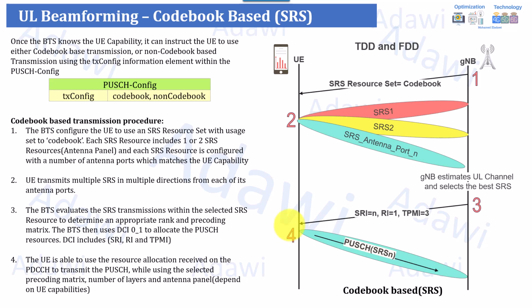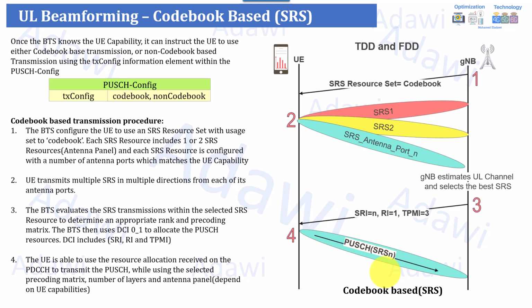So once the UE receives this information, now the UE is able to use the resource allocation received on the PDCCH to transmit the PUSCH. Again, the PDCCH is including the DCI information 0_1, which has covered this information here. So then the UE will be able to transmit the PUSCH in the uplink direction. This is how, in general, uplink beamforming is working, based on the codebook-based approach, based on the sounding reference signal.